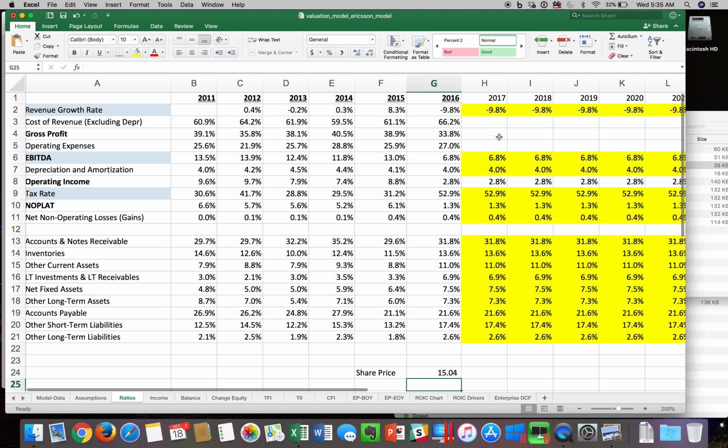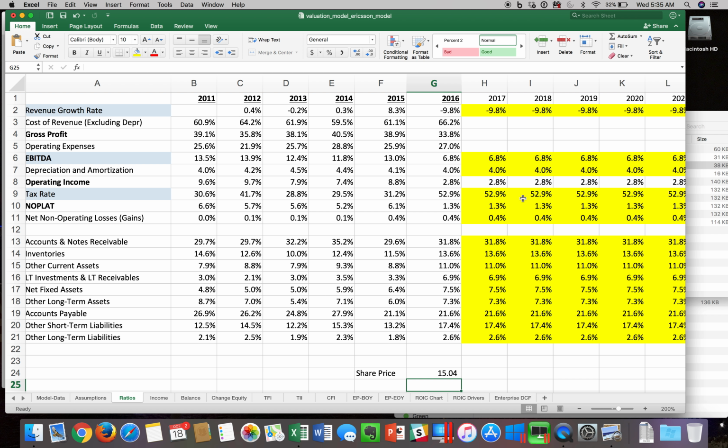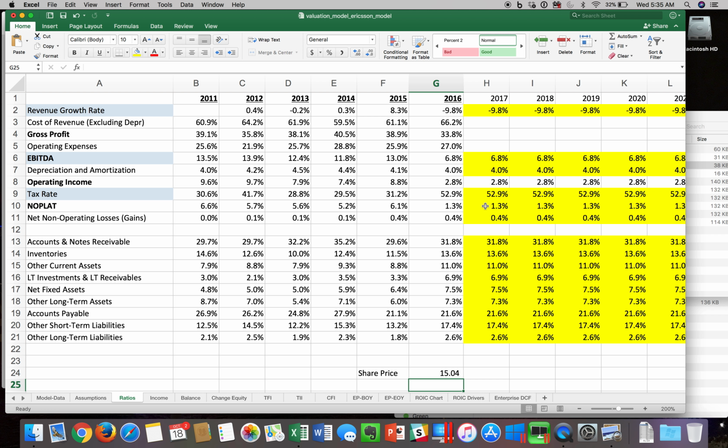So what are the expected growth rates? What are the expected EBITDA margins? What is a reasonable tax rate for the firm going forward? So let's start with the tax rate.